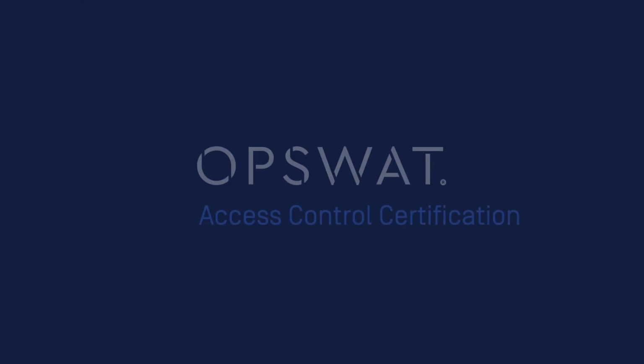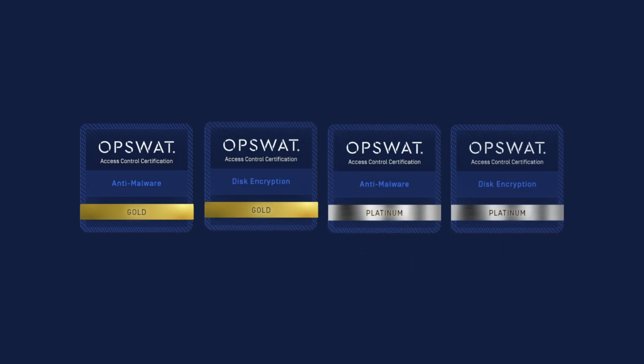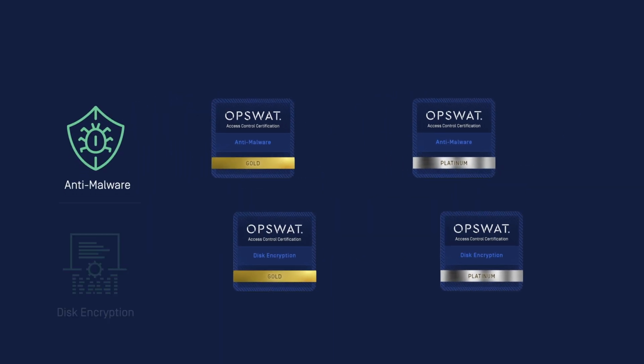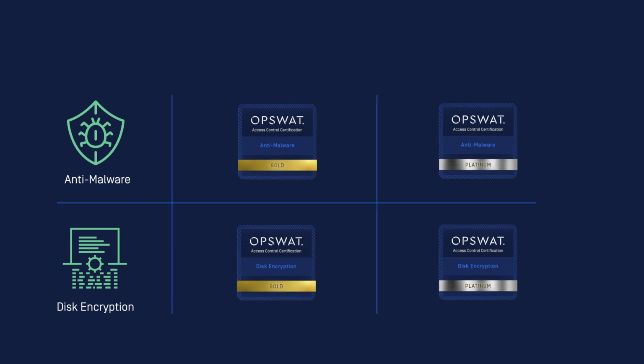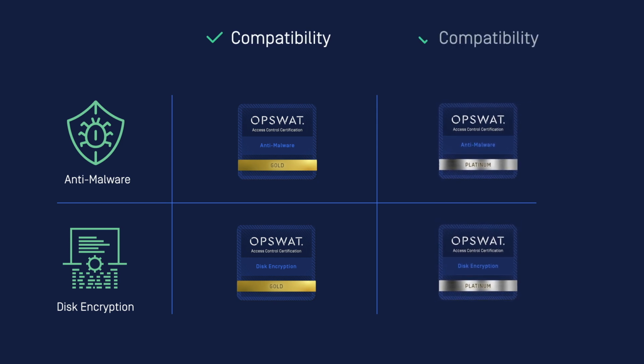The OPSWAT Access Control Certification Program offers gold and platinum badges for OPSWAT-tested anti-malware and disk encryption products that meet certification requirements. Gold badges are awarded to products with verified compatibility, and platinum badges are awarded to products with verified compatibility and security effectiveness.